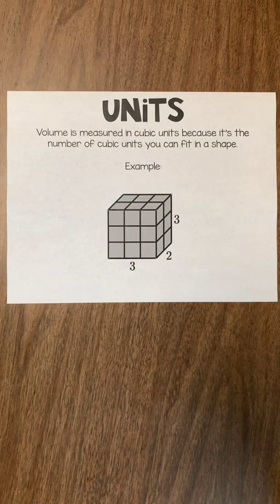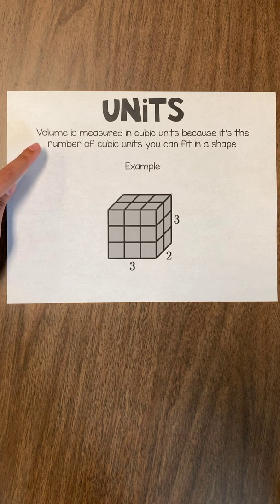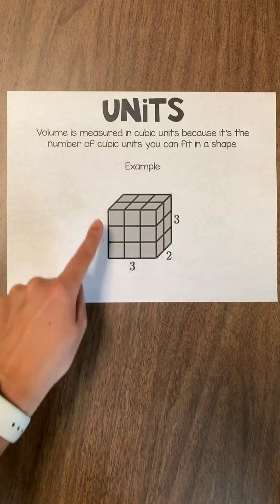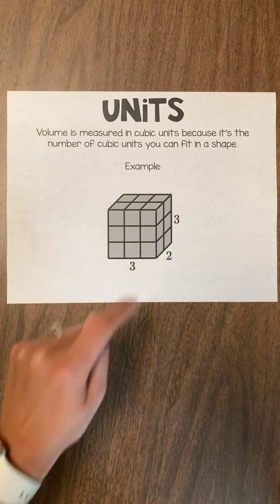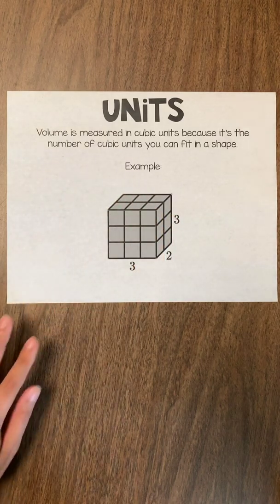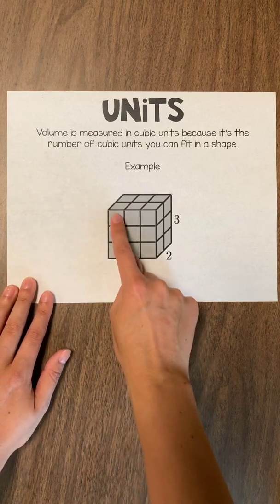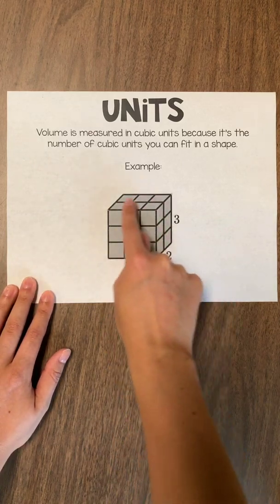As always with measurement, we need to consider units. Example units are inches, centimeters, yards, and so on. With volume, the units are a little bit unique. Volume is measured in cubic units because it's the number of cubic units you can fit in a shape. So here we have a three-dimensional shape, and you need to figure out how many cubic units it would take to fill this entire shape.